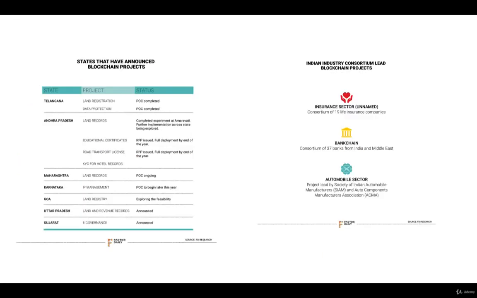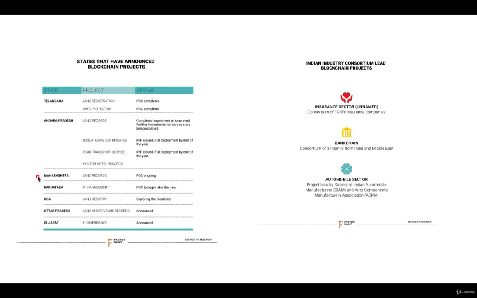Now, to look at the various countries, even India is not behind. And there are states across the country which have announced various blockchain projects. So, for example, Telangana has initiated the land registration and data protection project, and both of them the POC is completed. Andhra Pradesh has proposed the blockchain project on land records, educational certificates, road transport license, KYC for hotel records. And many of these, some of them implementations are in process and implementations are being explored, or the RFP is issued and deployment is expected very soon.